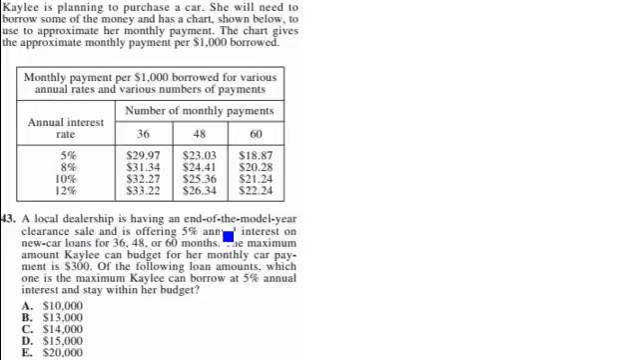A local dealership is having an end of the model year clearance sale and is offering 5% annual interest on new car loans for 36, 48, or 60 months. The maximum amount Kaylee can budget for her monthly car payment is $300.